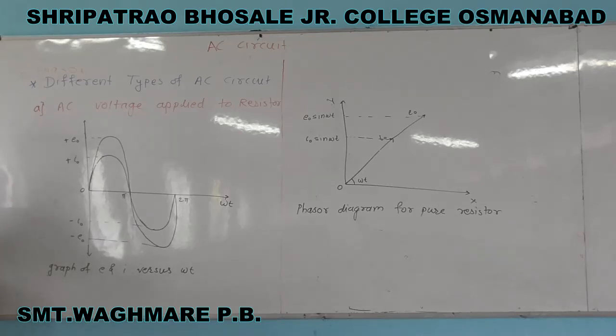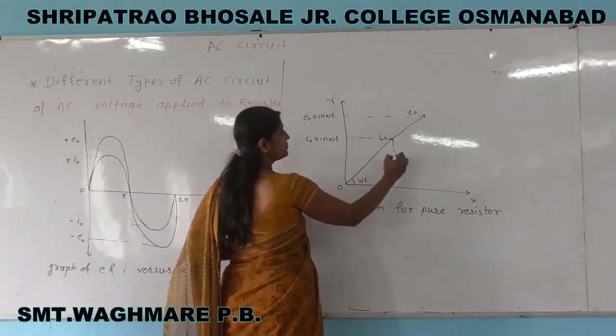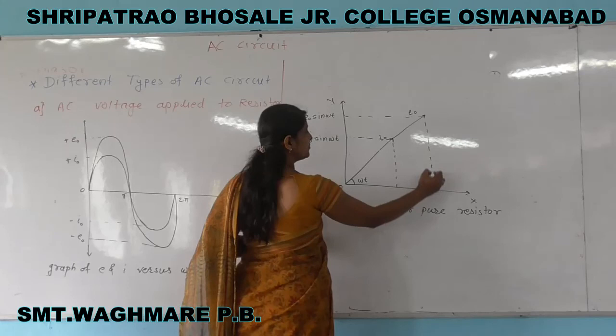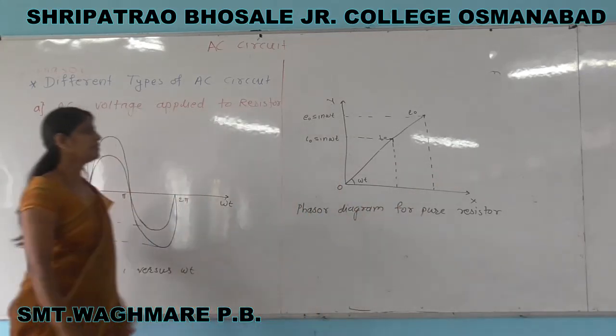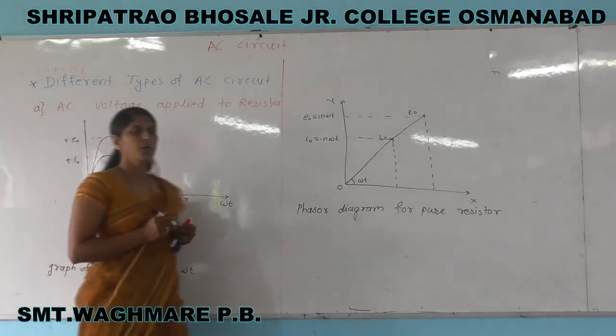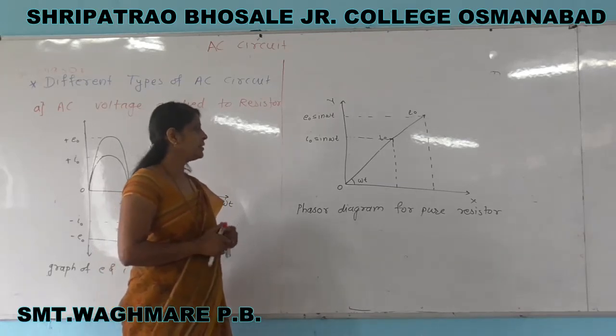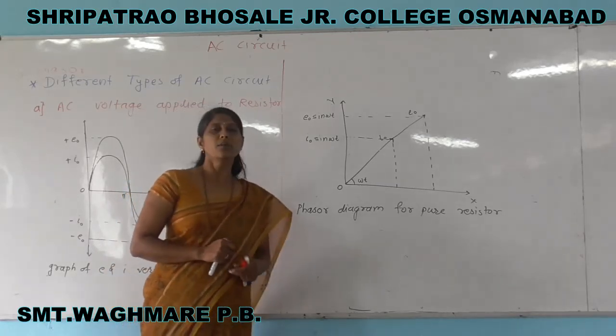We can also give the projection of these two vectors on the x-axis. Then we get I naught cos omega t and E naught cos omega t at that point. Now, in the next point, we will discuss the next phasor diagram. This is the phasor diagram for the pure resistor.